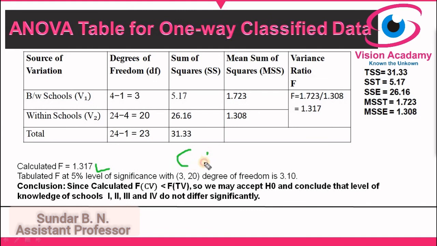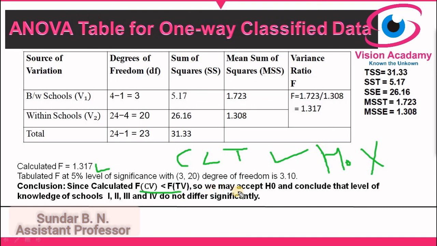When the calculated value is lesser than table value, then we have to accept the null hypothesis. When it is the opposite situation, we have to reject the null hypothesis. That's very simple. There is no confusion over it. So in this example, since calculated value is 1.317 and table value is 3.10, the F calculated value is lesser than the F table value.